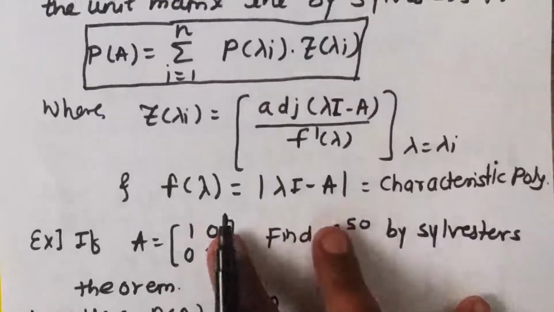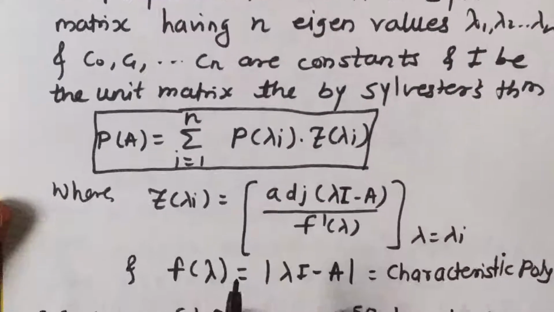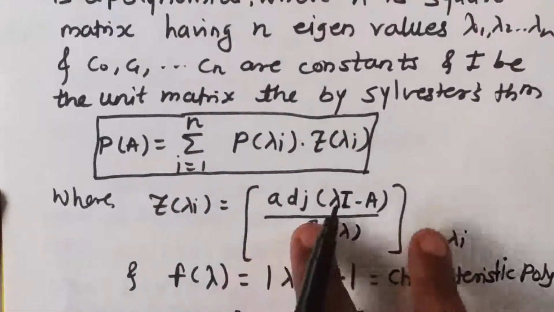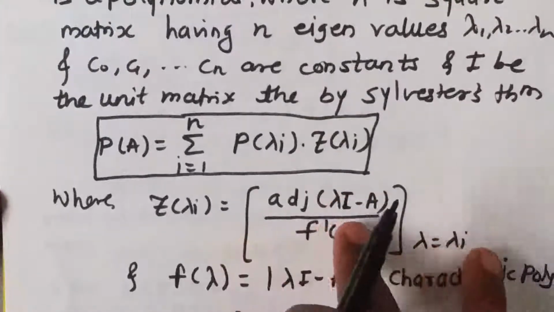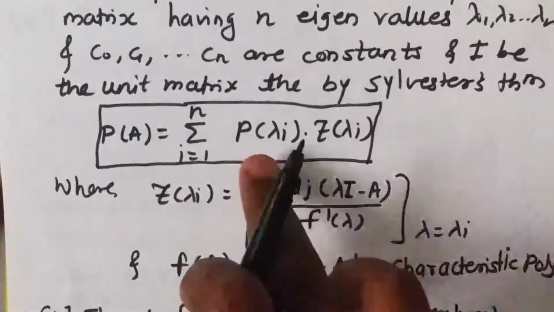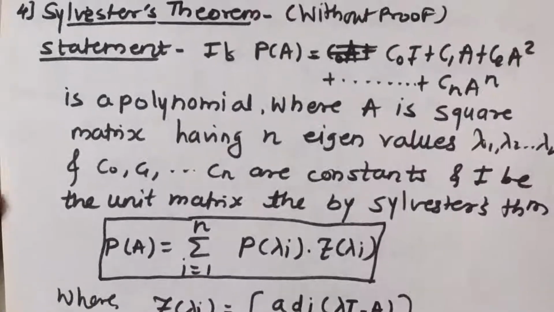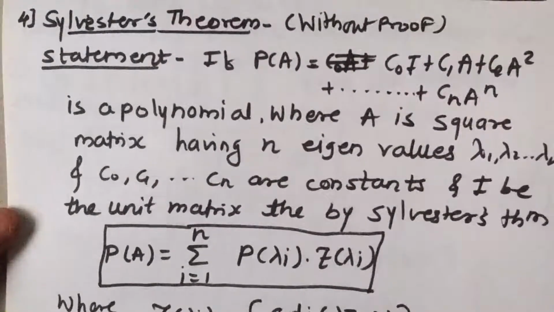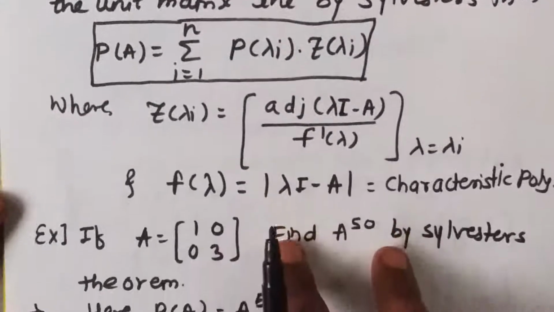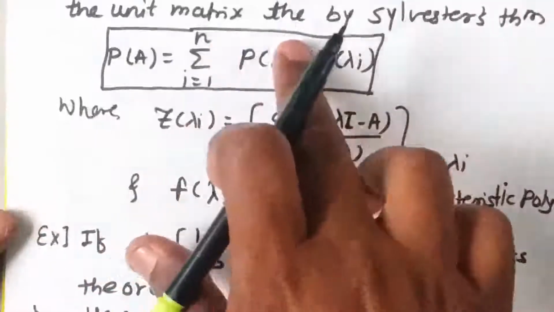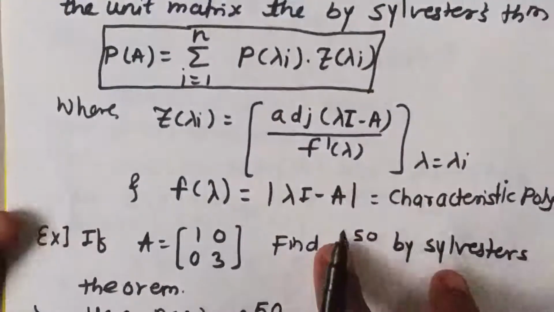Now let us start the examples on Sylvester's theorem so that you will understand how we are going to make use of these formulas and this result in the examples. So this is what the statement of Sylvester's theorem is. You just need to remember this and these formulas.